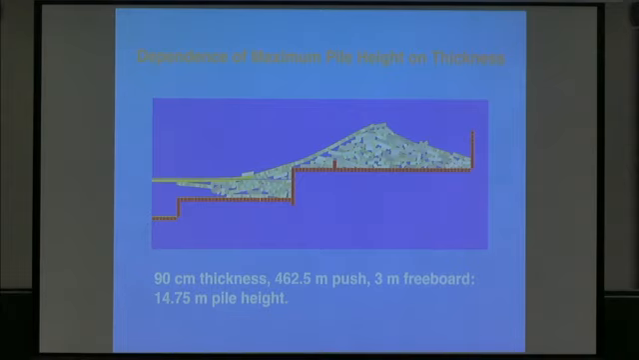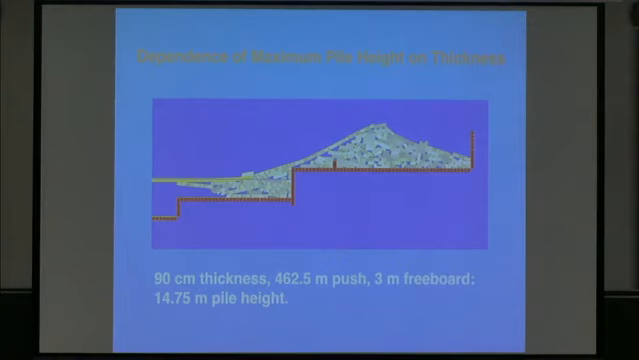Now we want to look at the maximum pile height, just for intellectual curiosity. How high of a pile can we make? I forget who was talking the first day, he was talking about 14, 15-meter piles. Hard to believe, but it's true. These piles get pretty big. This is 90 centimeter ice, 460 meters of ice pushed at the structure. That's not that much ice. And you can easily push a kilometer of ice onto a structure with a 3-meter freeboard right here. And this has almost a 15-meter pile height.